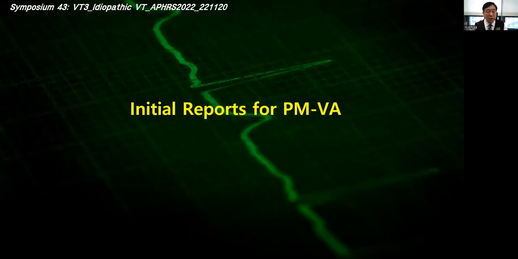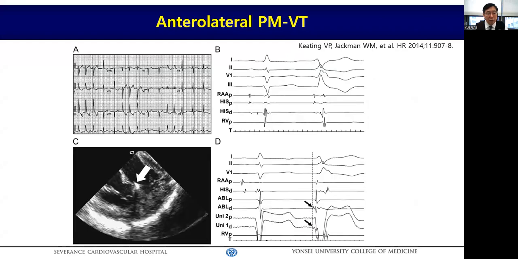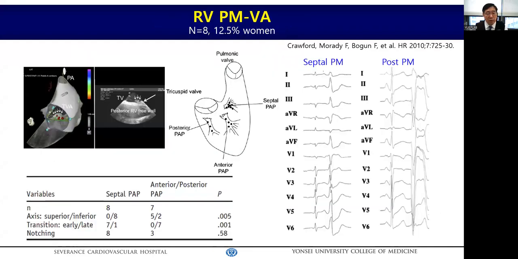Let me start with the history of papillary muscle ventricular arrhythmia. In 2008, Dr. Hui and Neil K. reported the ventricular tachycardia originated from the posterior medial papillary muscle, and they visualized the PAP by LV angiogram at the time. In 2014, Keating and Jiangman reported the papillary muscle VT from anterolateral papillary muscle. Look at the aVL positive QRS waves.